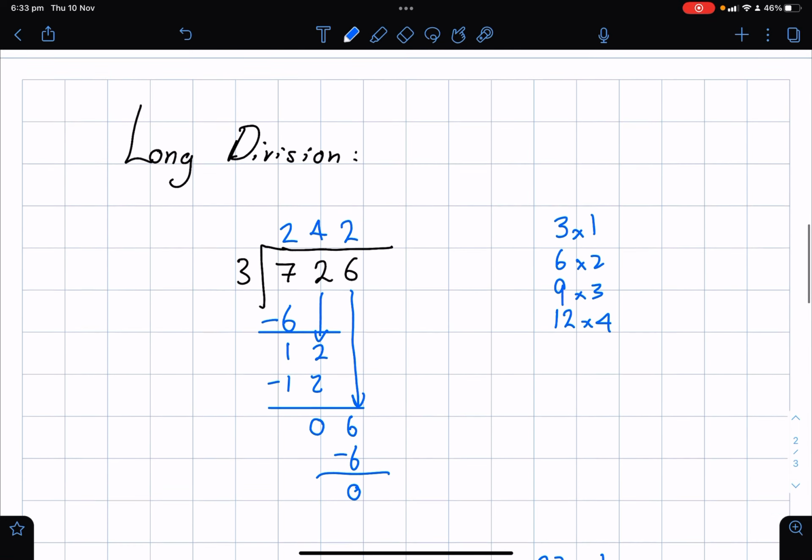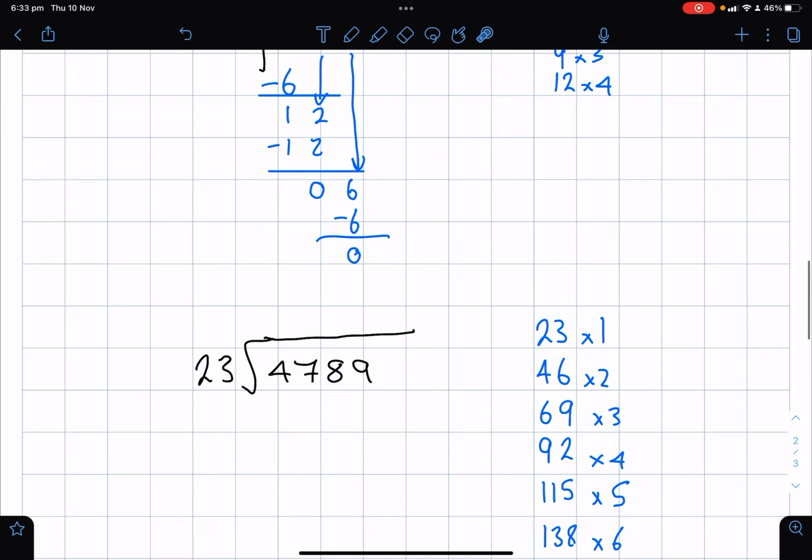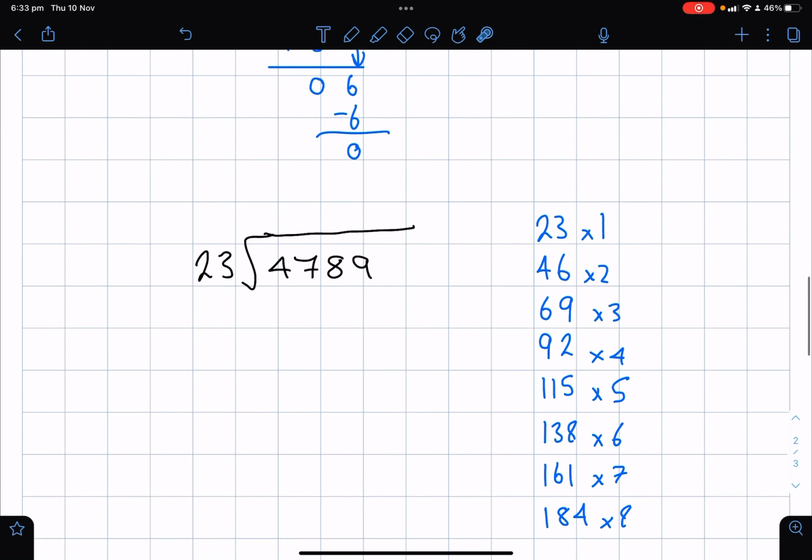But what happens when this number at the front, this divisor, is not a single digit number? What happens if it's a double digit number? What do we do then? Well, let's have a look at that process. So over here, I've gone ahead and done quite a few multiples, and you'll see why in a little bit. But 23 times 1 is 23. 23 times 2 is 46. 23 times 3 is 69, and so on. So when we are looking at double digits, we need to look at how many times 23 goes into my number here. So we start with the same process.